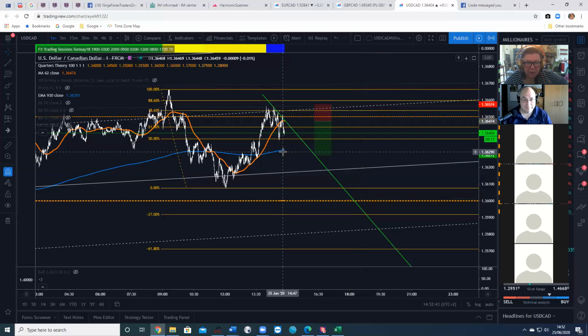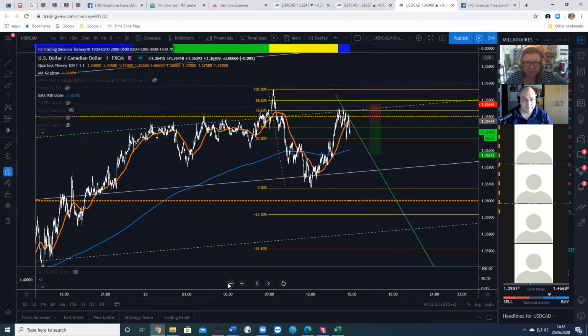Because, you know, it could come down and test this 15 and decide it's going to turn. It shouldn't do, because it's off that 78.6. So, but it is a buy scan. What defines it as a buy scan?